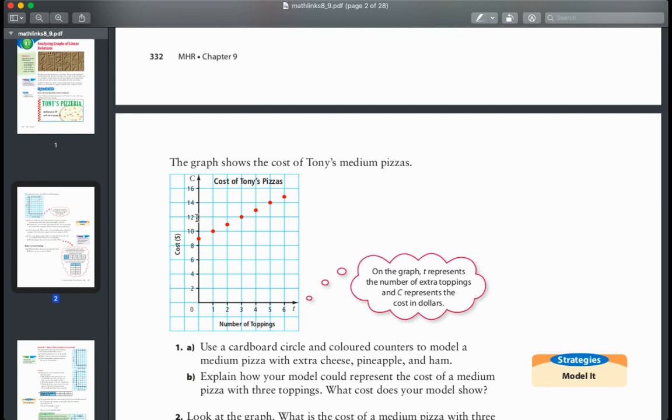So if we're thinking of these in ordered pairs, this ordered pair is 0, 9. This ordered pair would be 1, 10. This one would be 2, 11, and so on. And you'll see that they all sit in a line, and that's why it's called a linear relation.